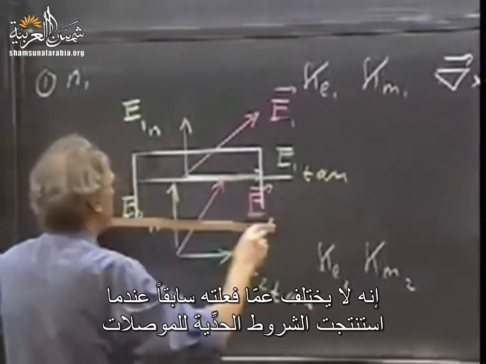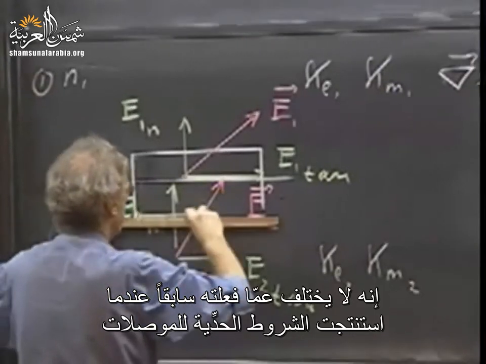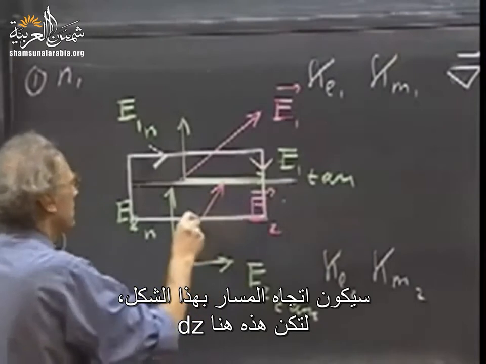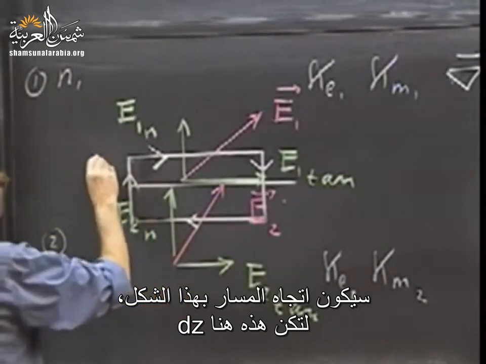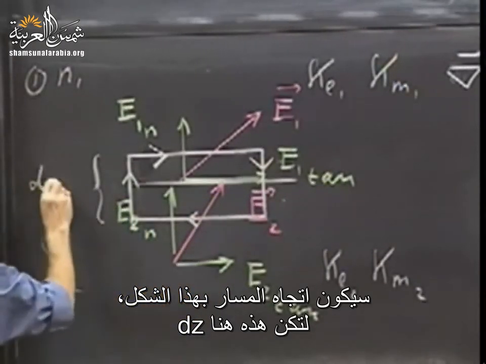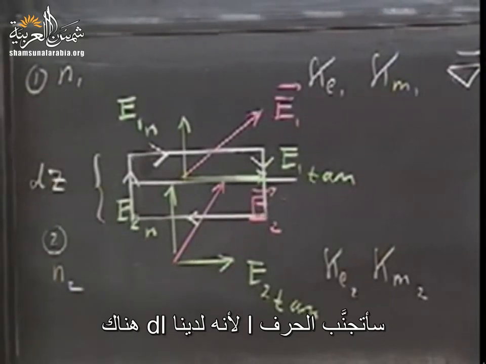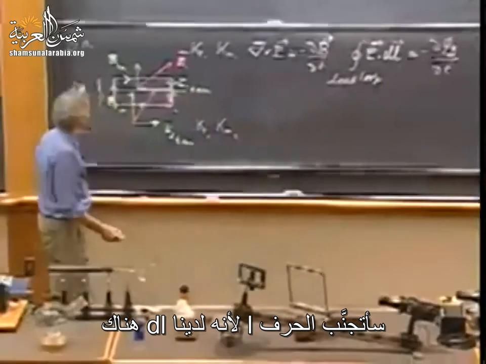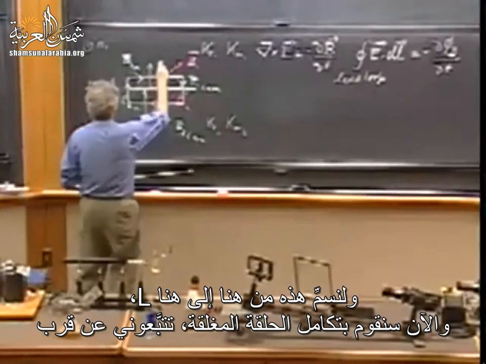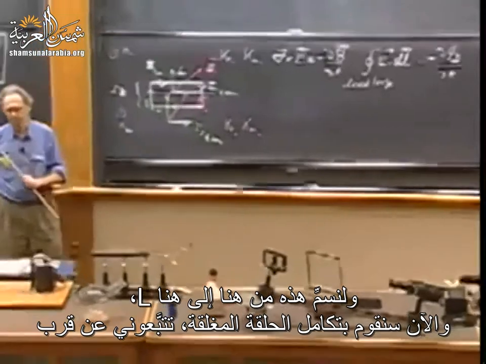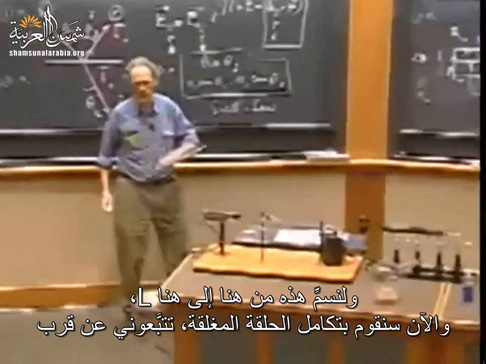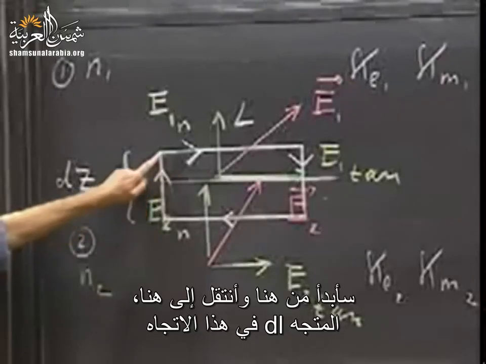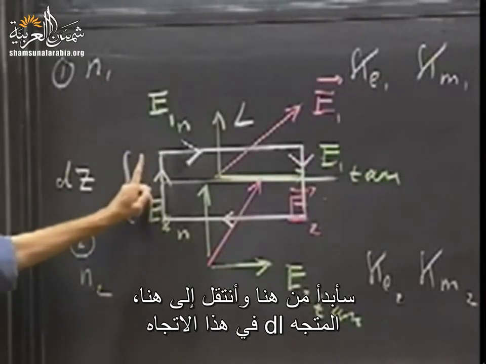No different from what I did earlier when we derived the boundary conditions for conductors. And I'm going to march around like this. And let this be here dz. I will avoid the letter L because we already have a dl here, so I call it just z. And let this from here to here be just capital L. And so now we're going to do the closed loop integral. So now follow me closely. I start here, and I go here. So little dl is in this direction.